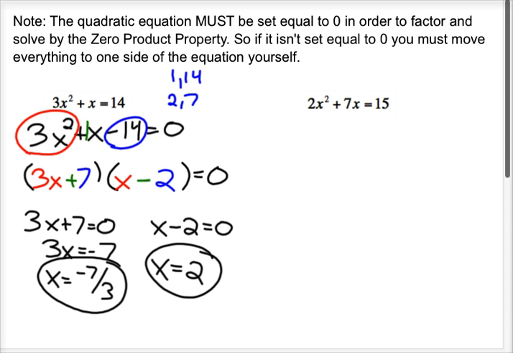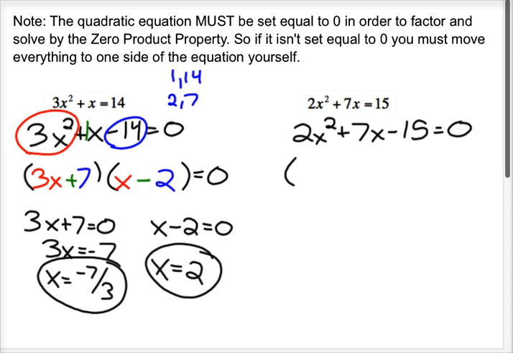All right, next one, same thing. Right now, we have 2x squared plus 7x equaling 15. We don't want it equaling anything but 0. So what am I going to do? I'm going to move that 15 over. I'm going to subtract it over to the other side. So now I have my quadratics that equal to 0. Now I'm ready to factor and solve.